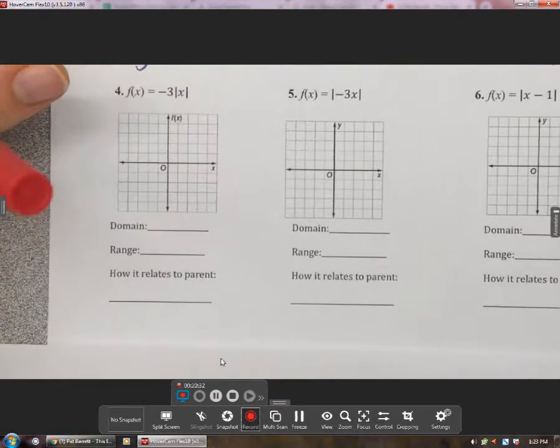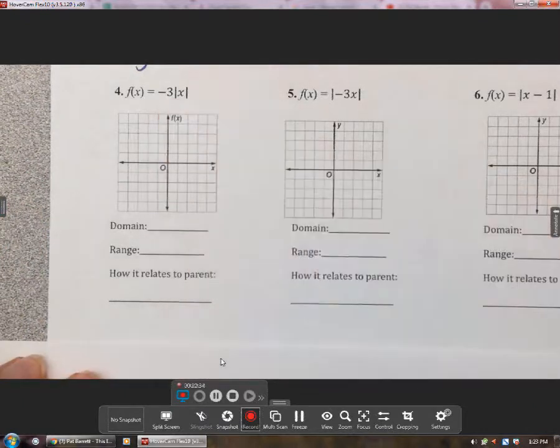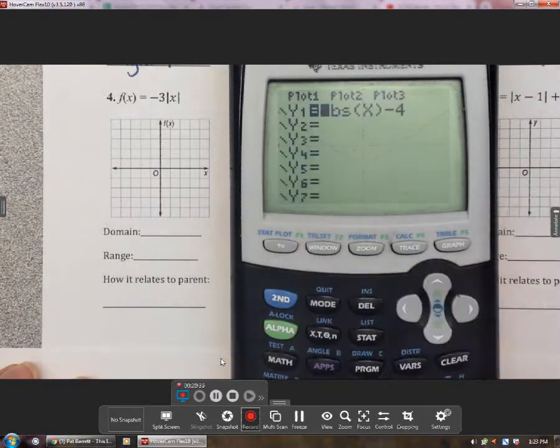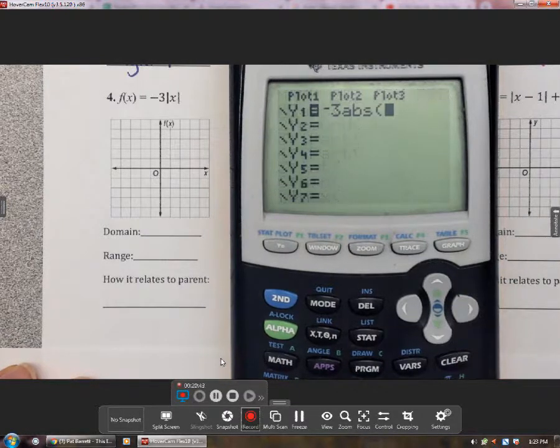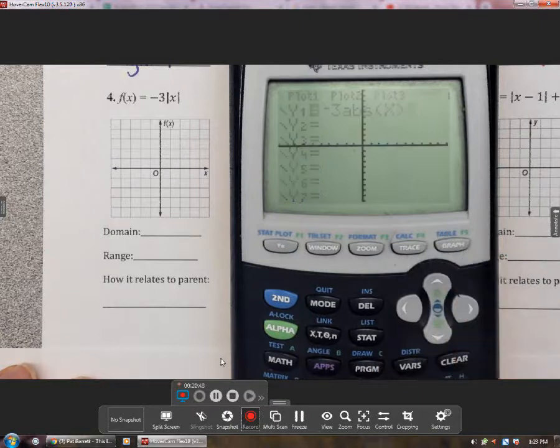A couple more here. Let's try this one. -3 on the outside. I'm going to have to clear this out. -3 math number absolute value x. Graph. Whoa. This is our first one that looks like this. It's flipped over, and it got taller. Oh, no, it actually didn't. Sorry, it's just flipped over. Well, actually, it did get a little taller.